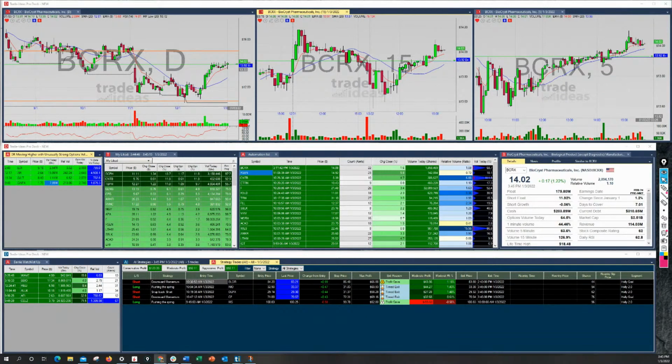My example stock for the breakout for close. So, CPOP.